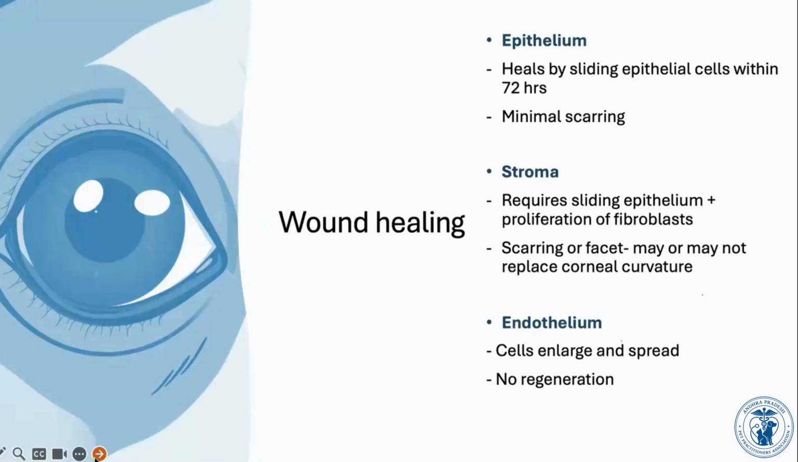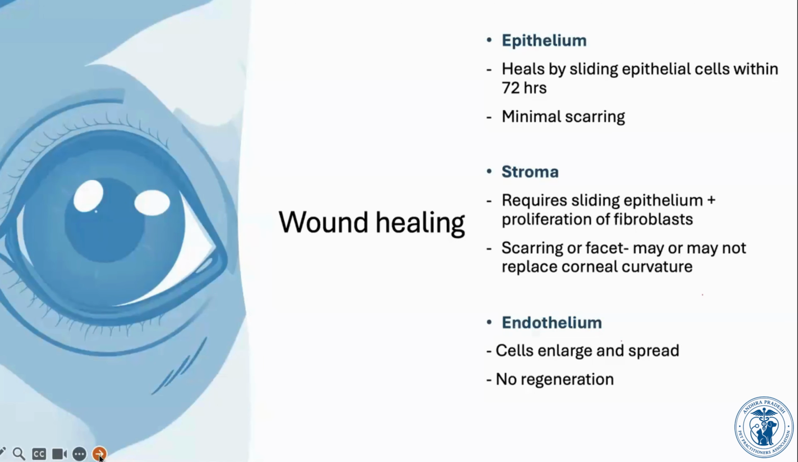When it comes to the stroma, in the stromal ulcers, there will be sliding epithelial cells as well as proliferation of keratocytes and fibroblasts. But what happens in the stromal healing is the stroma is not replaced by the normal stromal tissues. Most of the time, there are the fibrocytes which replace the normal stromal cells. That leads to a scar formation on the cornea.